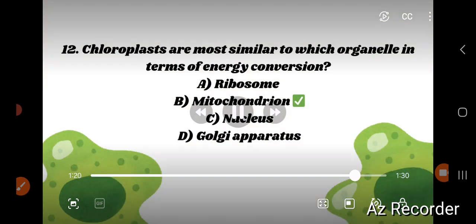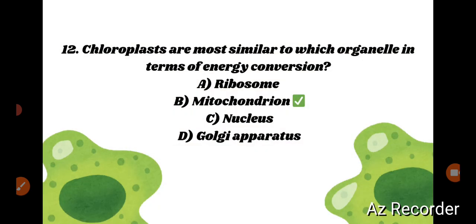And next, chloroplasts are most similar to which organelle in terms of energy conversion? Ribosome, mitochondria, nucleus or Golgi apparatus? Which one? Yes, mitochondria, because both mitochondria and the chloroplast convert energy, one from the food and the other from the sunlight. That's it.